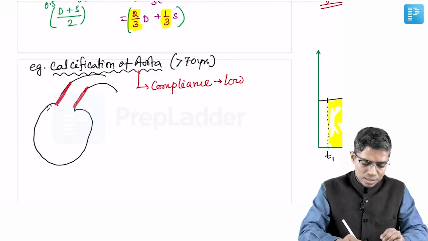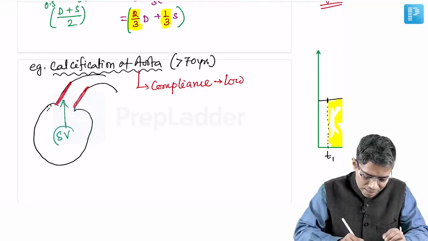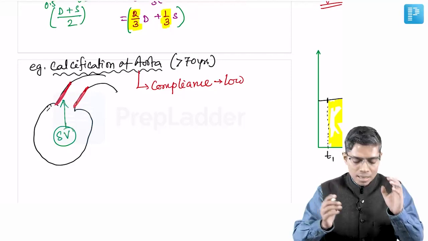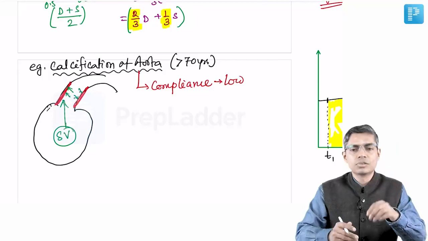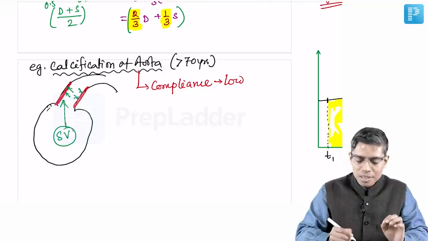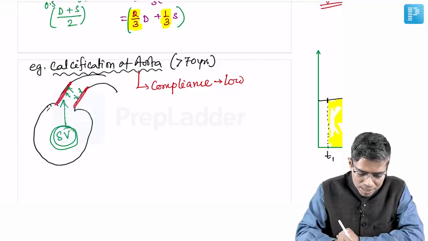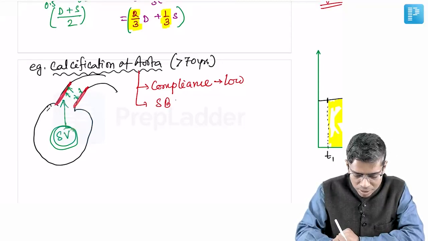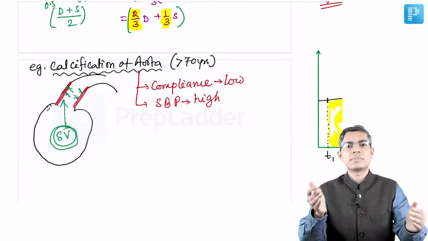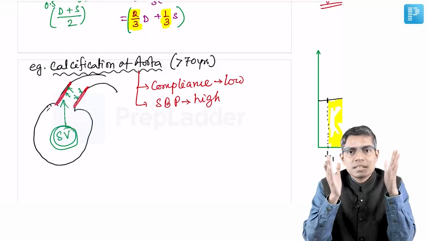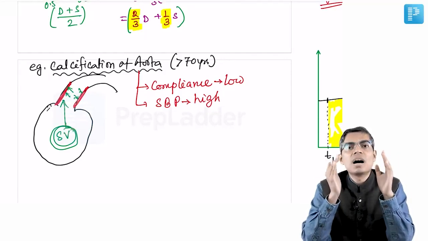Now whenever the compliance is lower, I can easily understand that if the stroke volume is ejected in this condition, suppose the stroke volume amount is normal, the same amount of stroke volume is going to exert how much pressure? It is going to exert more pressure. And what blood pressure is that? That is nothing but the systolic blood pressure. So compliance is low means systolic blood pressure will be very high in this condition. So whenever there is calcification of the blood vessel, whenever there is stiffness of the blood vessel, you remember systolic blood pressure is going to be higher.